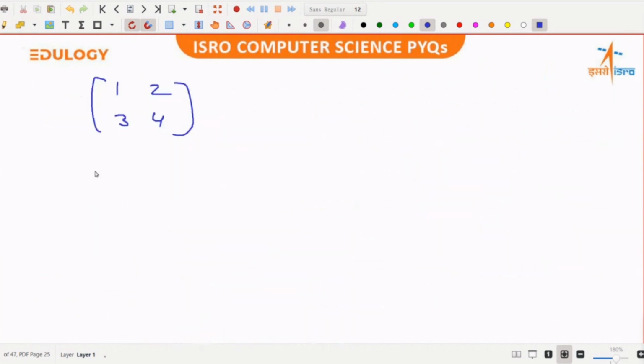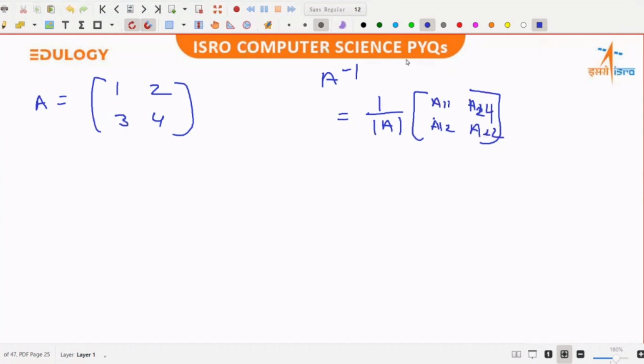1 2 3 4. 1 2 3 4. Okay, fine. This is our A. We need to find the A inverse. So we just need to find the determinant of A and the adjoint of A, with entries A11, A12, A21, A22. First I am going to find the determinant of A.